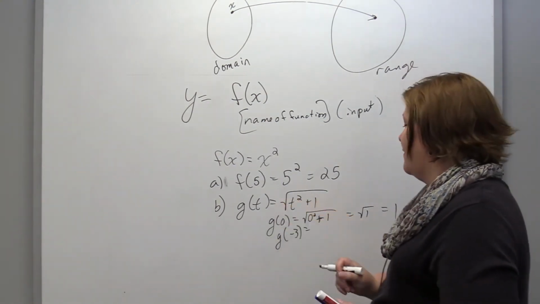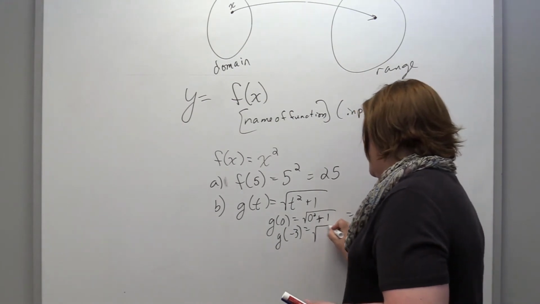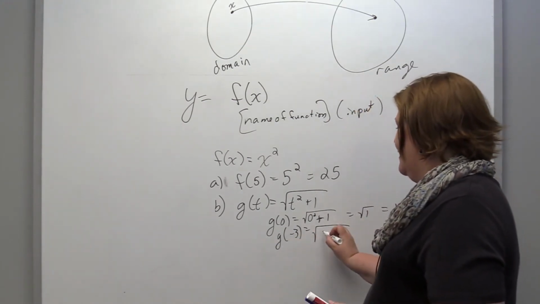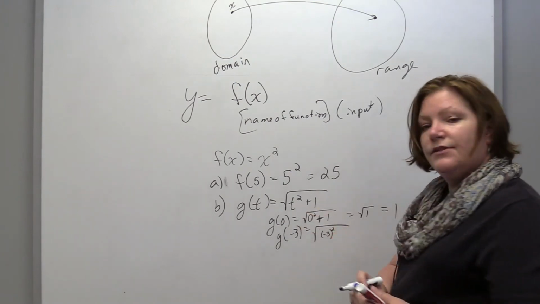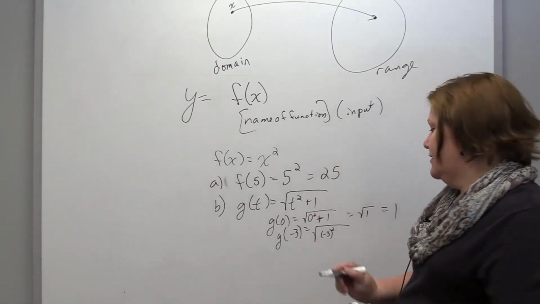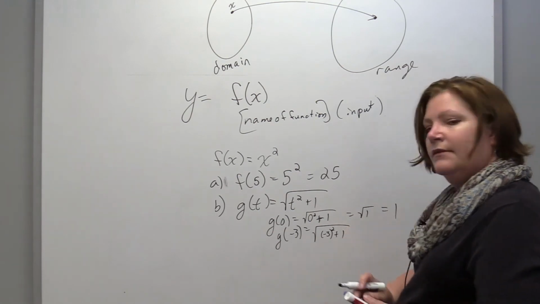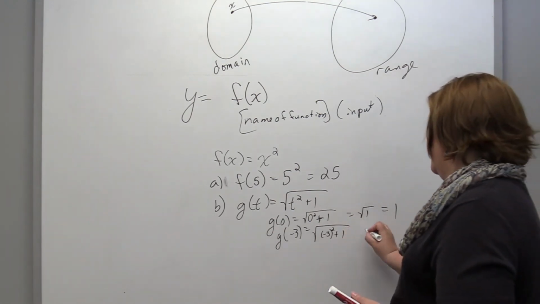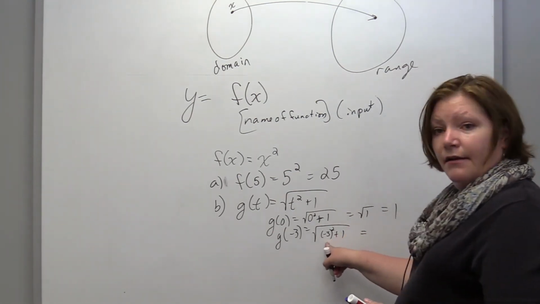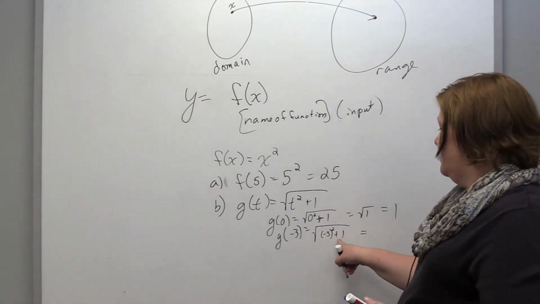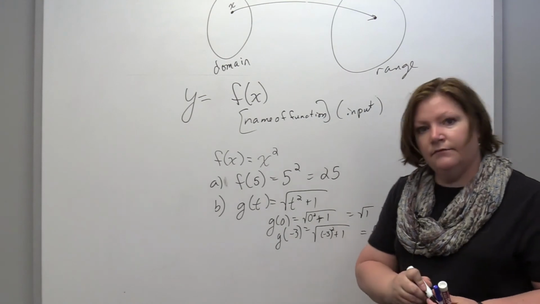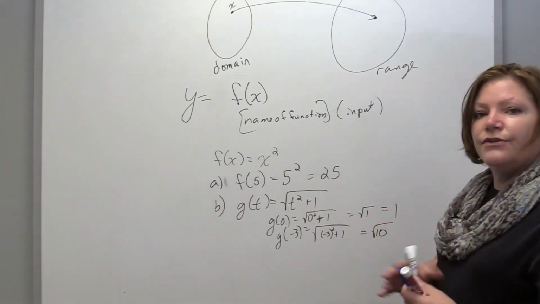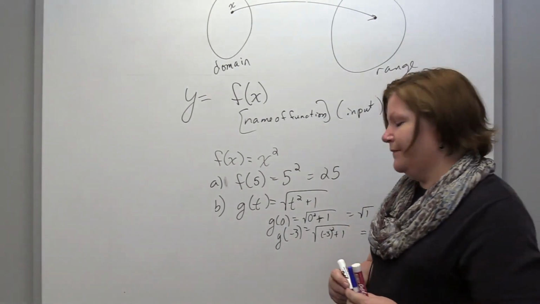Be careful with some of our orders of operations. When I plug in negative 3, that means negative 3 is t. So it's negative 3 quantity squared, and then we add 1, and then we take the square root. And so that would be 9 plus 1 underneath our square root, so the square root of 10. This is our exact value, so we can just leave it at that.